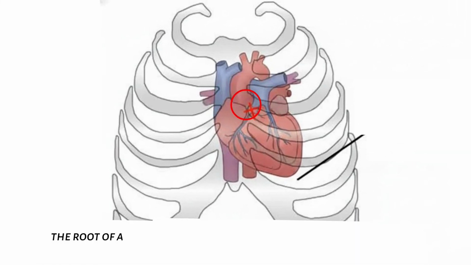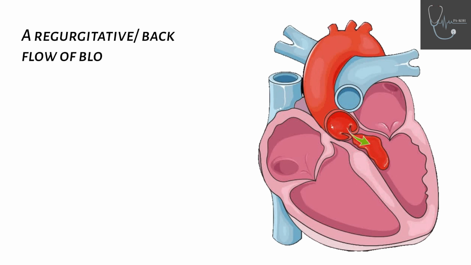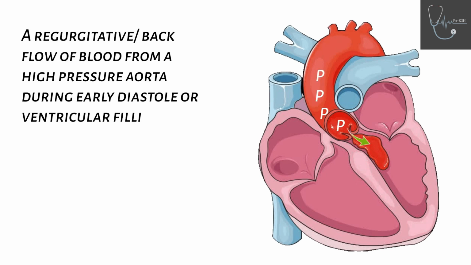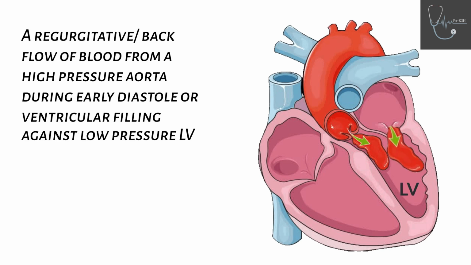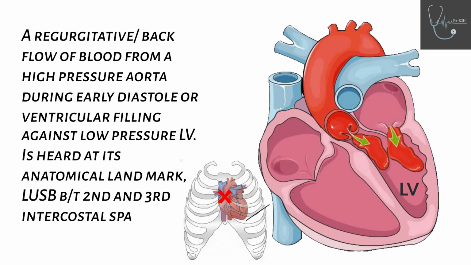Anatomically, the root of the aorta and the aortic valve sit posteriorly between the second and third intercostal space at the LUSB. A regurgitative backflow of blood from a high-pressure aorta during early diastole, or ventricular filling, against a low-pressure LV is heard at its anatomical landmark, the LUSB, between the second and third intercostal space.